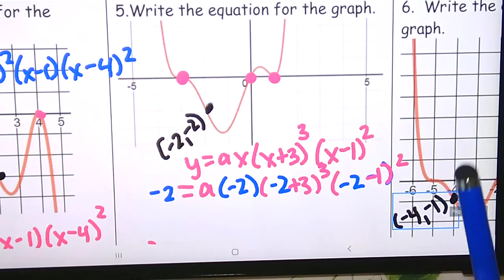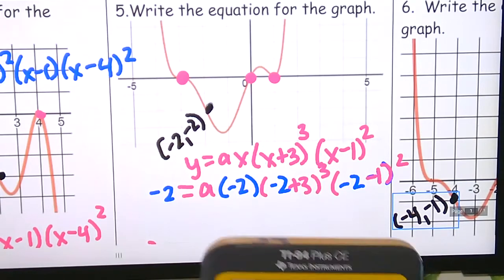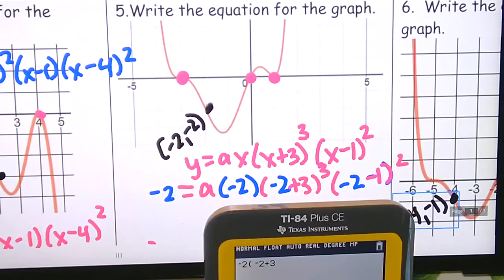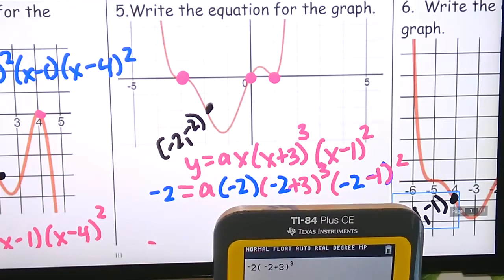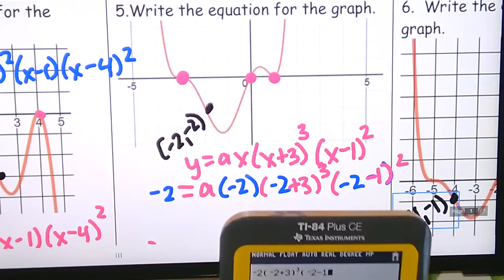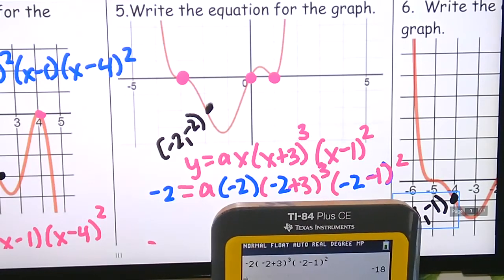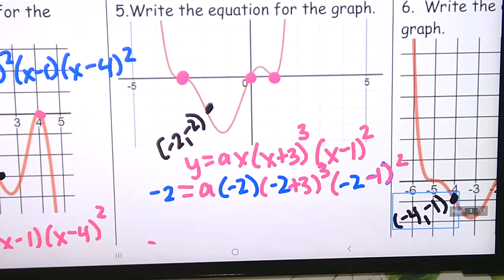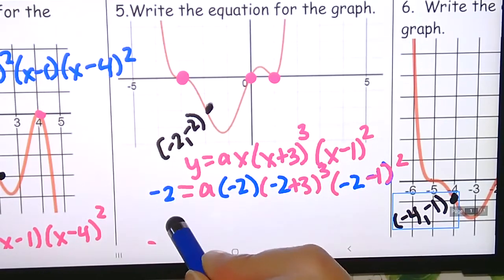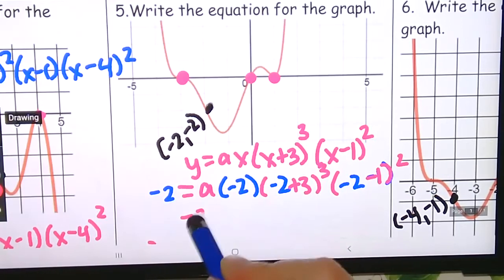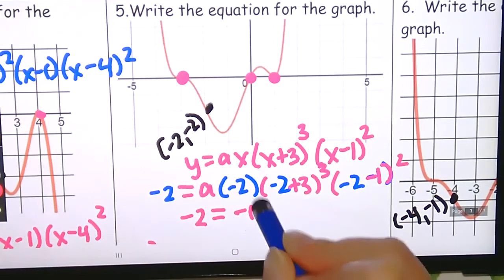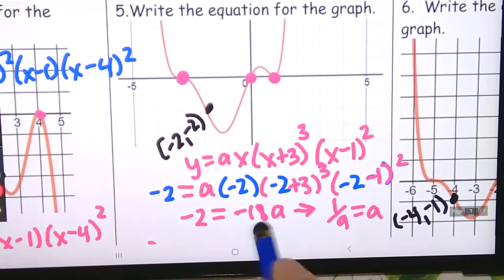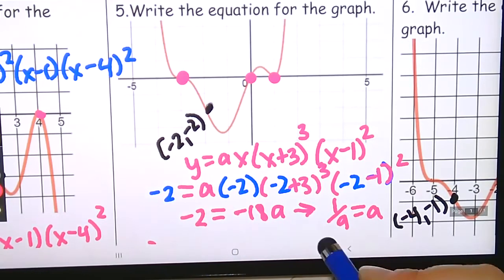Okay, and then I'm going to do that math. When I do that math, negative 2 times negative 2 plus 3 cubed times negative 2 minus 1 squared, I end up with a negative 18. So this one I ended up with negative 2 equals negative 18a. When I do that division, I get 1/9 is equal to a, because when I divide by a negative 18, I can reduce it to 1/9.